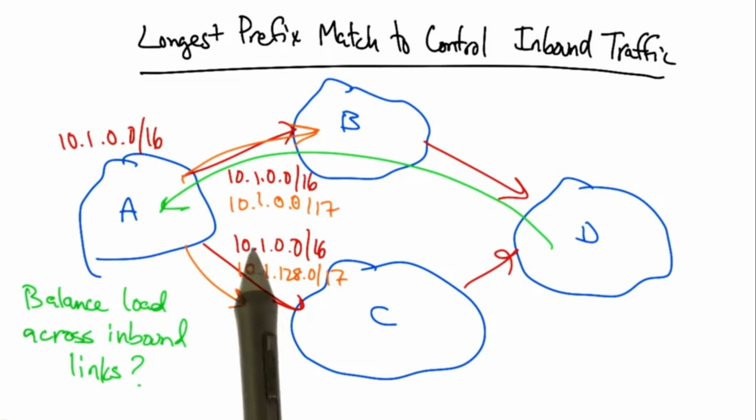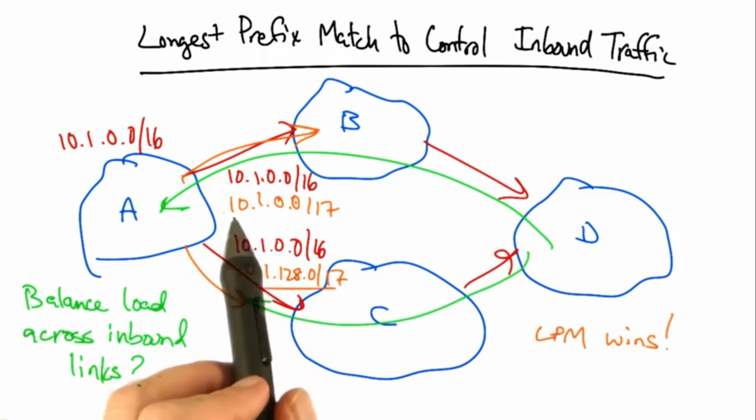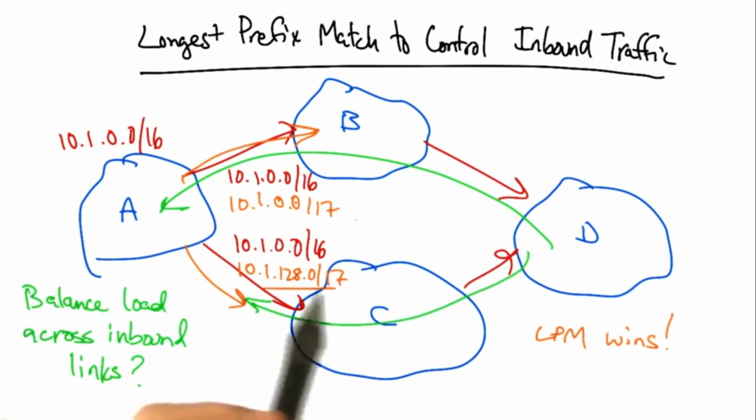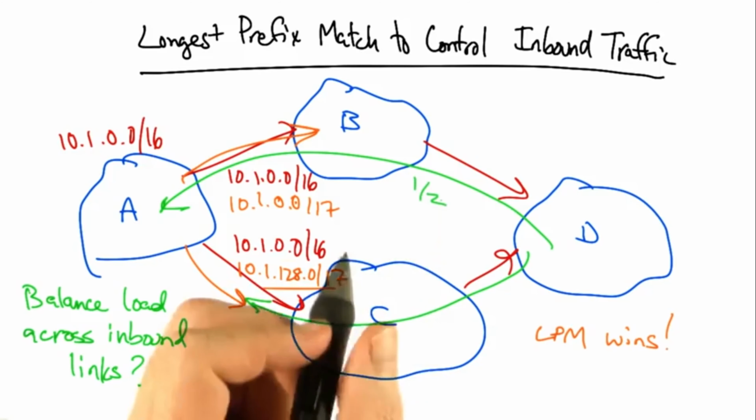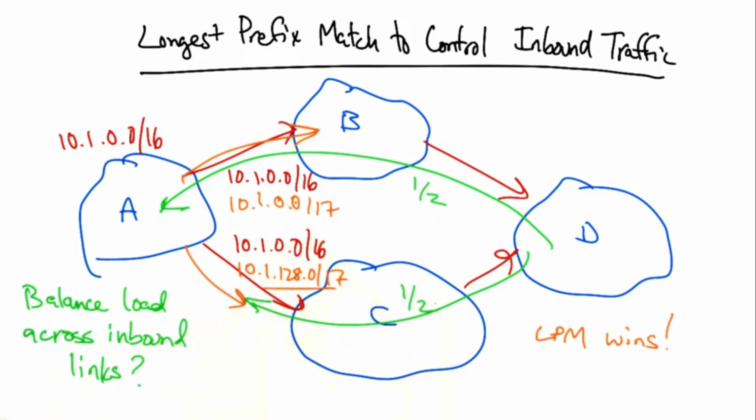Now, if either link fails, the covering /16 will ensure that the prefix remains reachable by one of the two upstream links. But because longest prefix match wins, the traffic for 10.1.128 would now traverse the bottom link, and the traffic for 10.1/17 would now traverse the top link, effectively sending traffic for half of the prefixes along the top path and traffic for the other half of the prefixes along the bottom path.